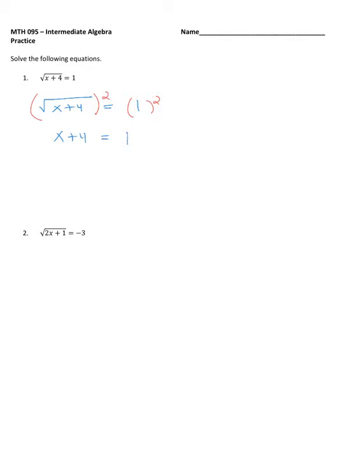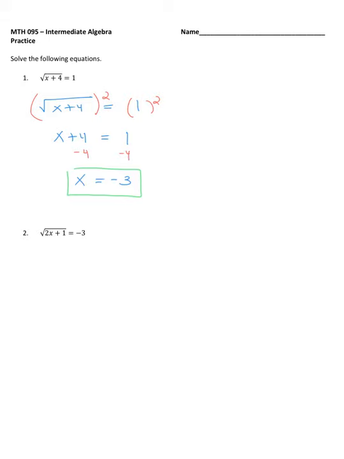Now to solve for x, we can simply subtract 4 from both sides, and we get that x is equal to negative 3. And this is the solution to the equation. It's important to check. You can put negative 3 in place of x and just make sure the left and right side are equal, but this is a solution to the equation.